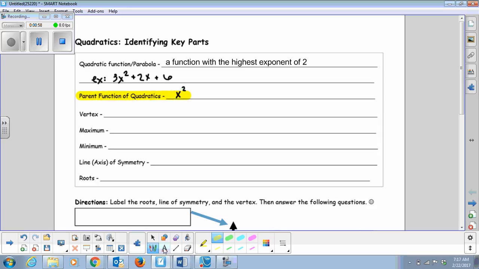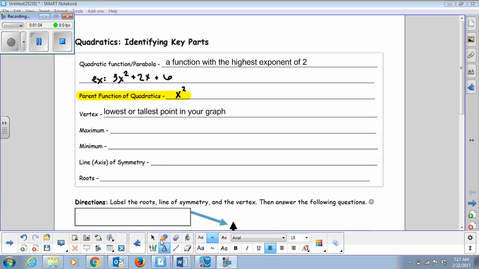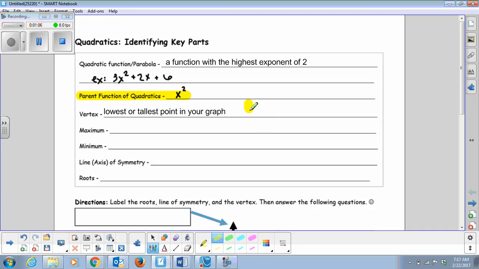Okay. The vertex is the lowest or tallest point of your graph. Okay. And that one we have also been working with. So like if it was a minimum, that means the vertex is here. If it's a maximum, that means my vertex is here. So in both places, that would be your vertex.